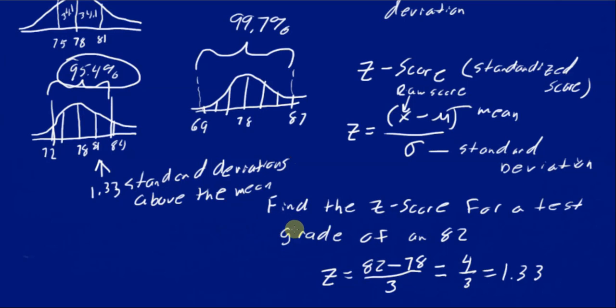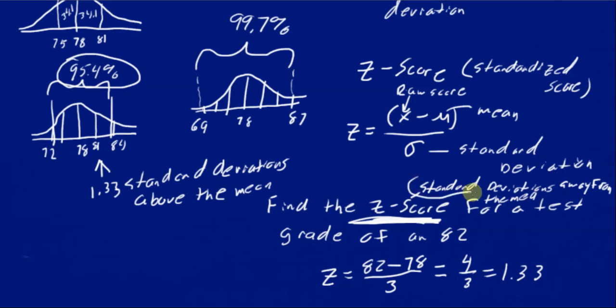So in general, basically, a z-score is simply standard deviations away from the mean. Running out of room. So that's all a z-score is: how many standard deviations you are away from the mean. And it will give you direction also.